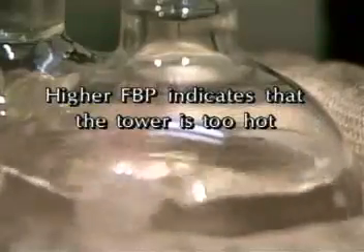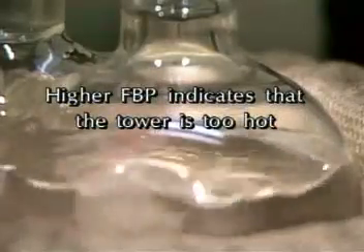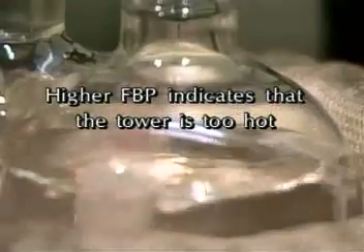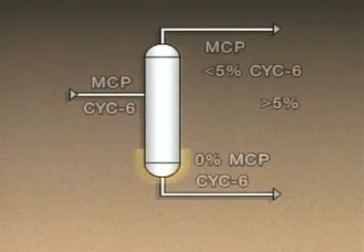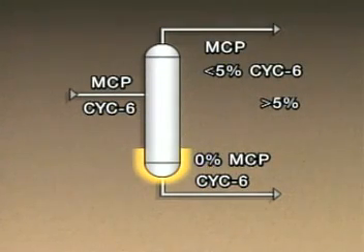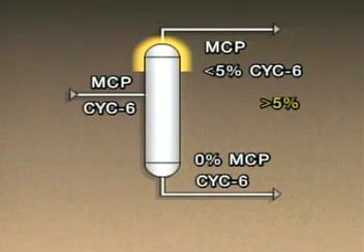If the final boiling point of the overhead product is higher than normal, it indicates that the tower is too hot. When the tower is too hot, an abnormal amount of CYC6 is sent overhead with the MCP. If there is more than 5% CYC6 in the overhead product, the product is off-spec. If the tower is too hot, the bottom temperature could be too high. If so, it should be decreased slightly. Decreasing the bottom temperature allows more of the heavier component, which is CYC6, to remain in the bottoms product. This action may decrease the amount of CYC6 passing overhead, and it should bring the products back to spec.